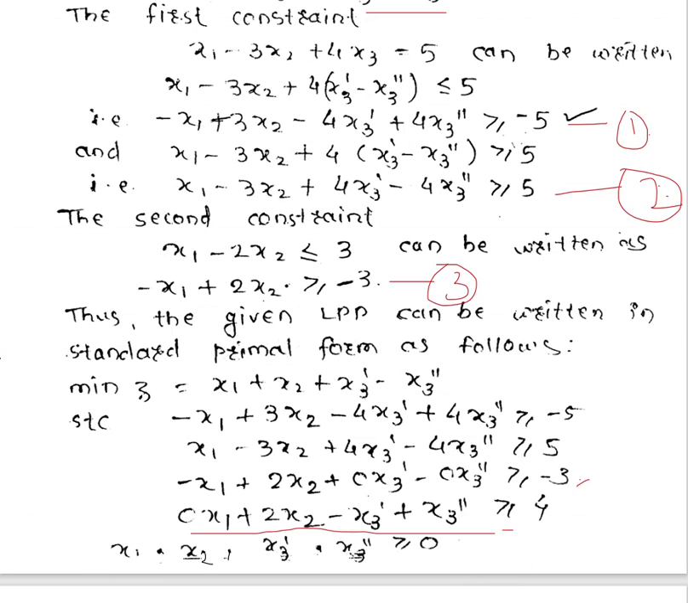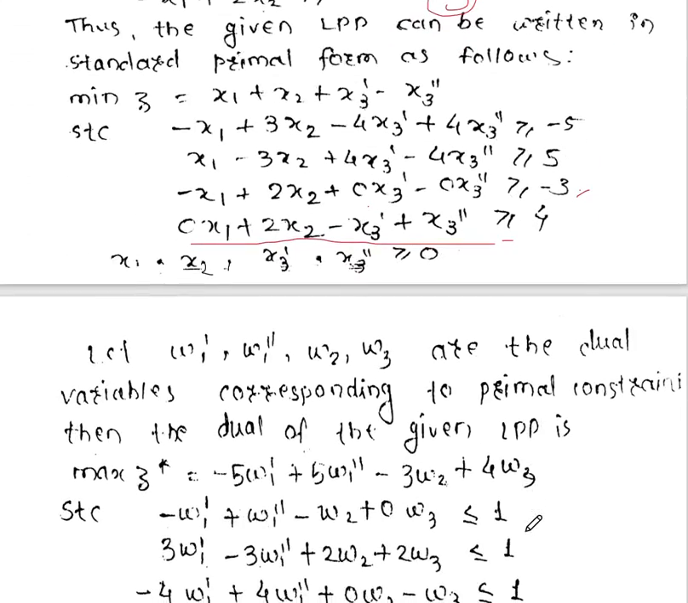Now we will take the dual of this primal standard form. There are one, two, three, four constraints, therefore we require four dual variables.